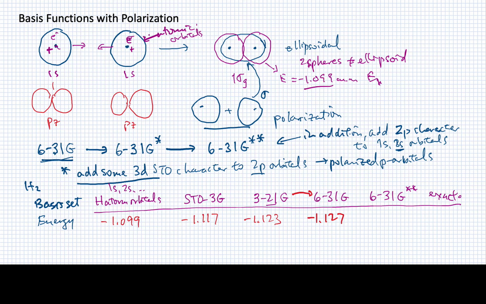But when we add polarization, we get even better. It's about the same difference as doing this, but look, just by adding polarization, we got as much of a benefit from making this change as we did from adding all these more Gaussians going on this change. However, what is the exact result? It's minus 1.174. So we are still quite a ways from getting here, and basically this is telling us that the correlation energy, remember the correlation energy is the difference between our Hartree-Fock result and the exact result, is still 0.043 atomic units.